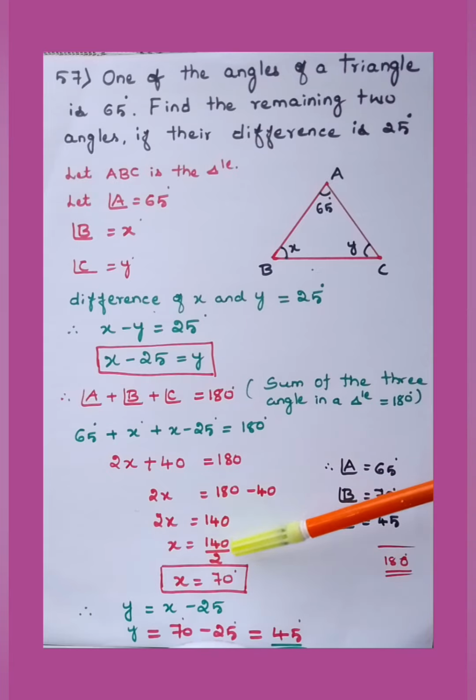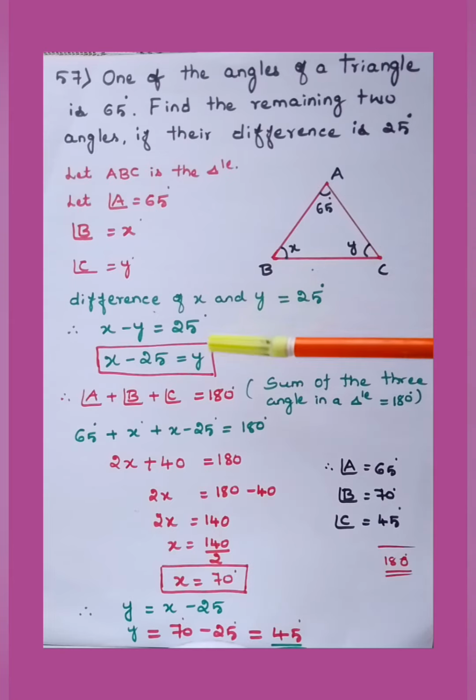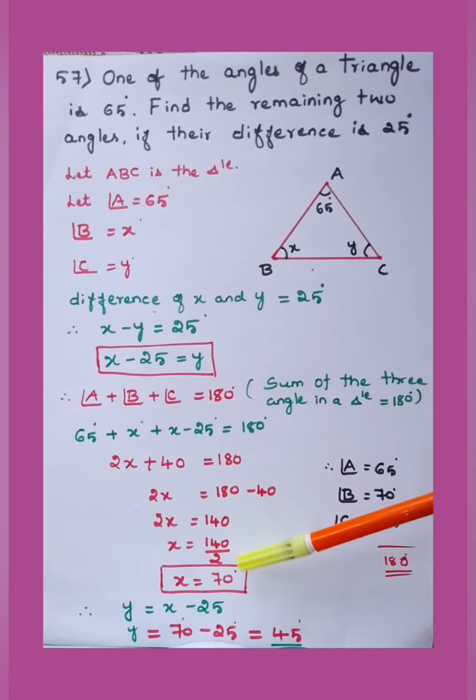X is 140 by 2. Therefore X is equal to 70 degree. We got the value of X now. What is the Y value? Y is nothing but X minus 25. Therefore X is 70, and 70 minus 25 is 45 degree. So we got all 3 angles. Therefore A is 65, B is 70, C is 45. These are the 3 angles of the triangle, and when you add them up, you get 180 degree.